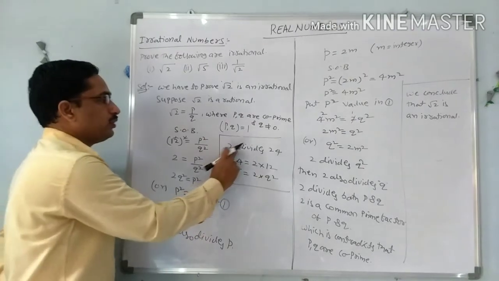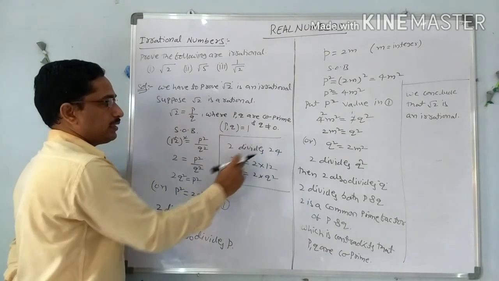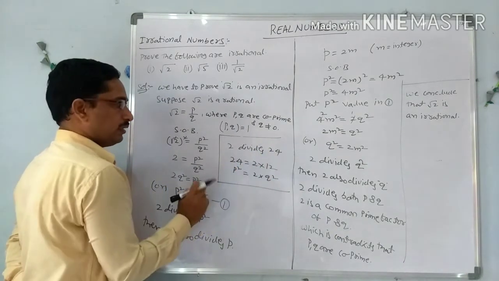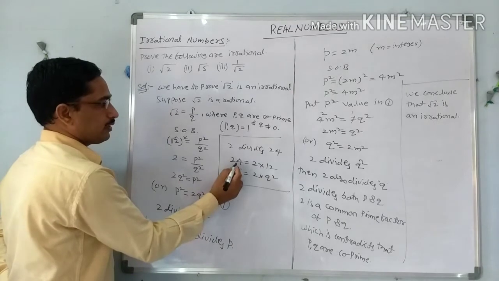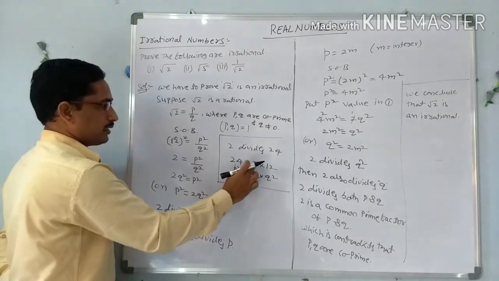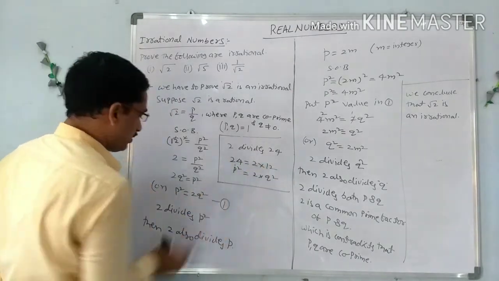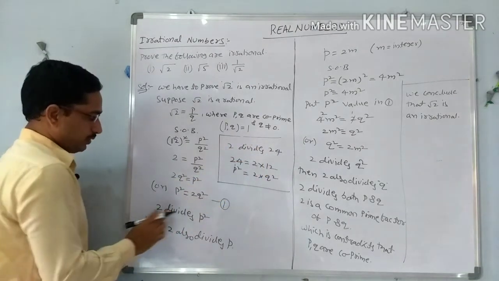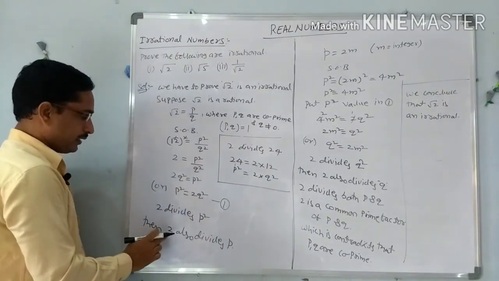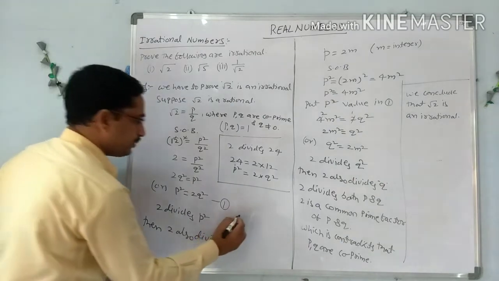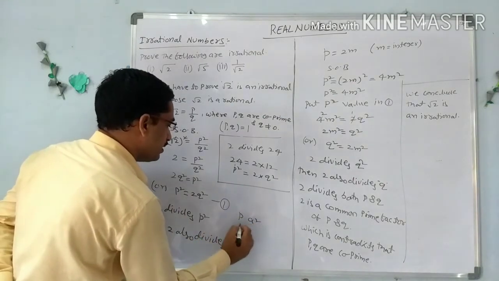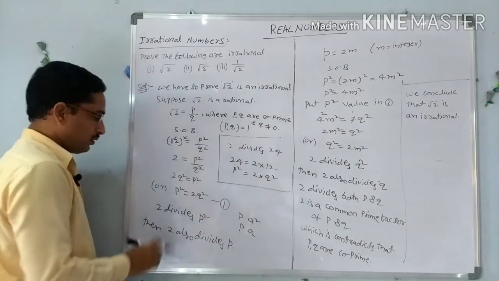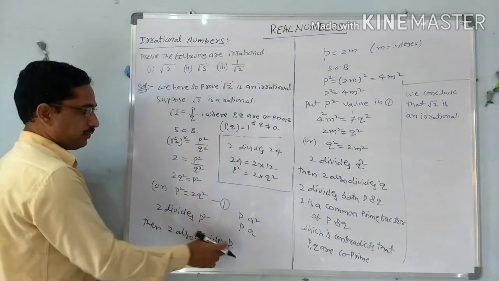Here, 2 divides 24, so we can write 24 as 2 into 12. In the same way, in place of 24 we have p square, in place of 2 we have 2, and in place of 12 we have q square. So 2 divides p square, then 2 also divides p. We have a statement: if p divides a square, then p also divides a.